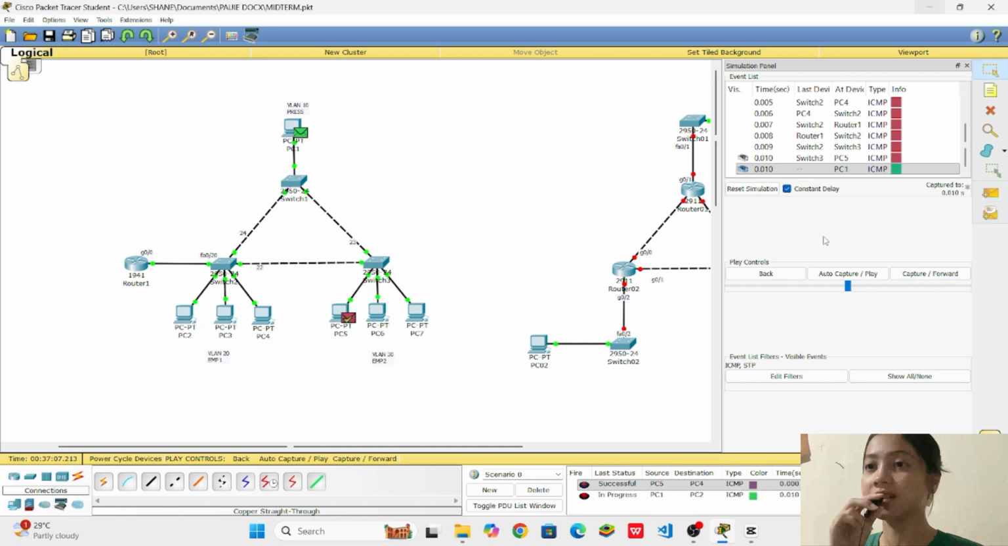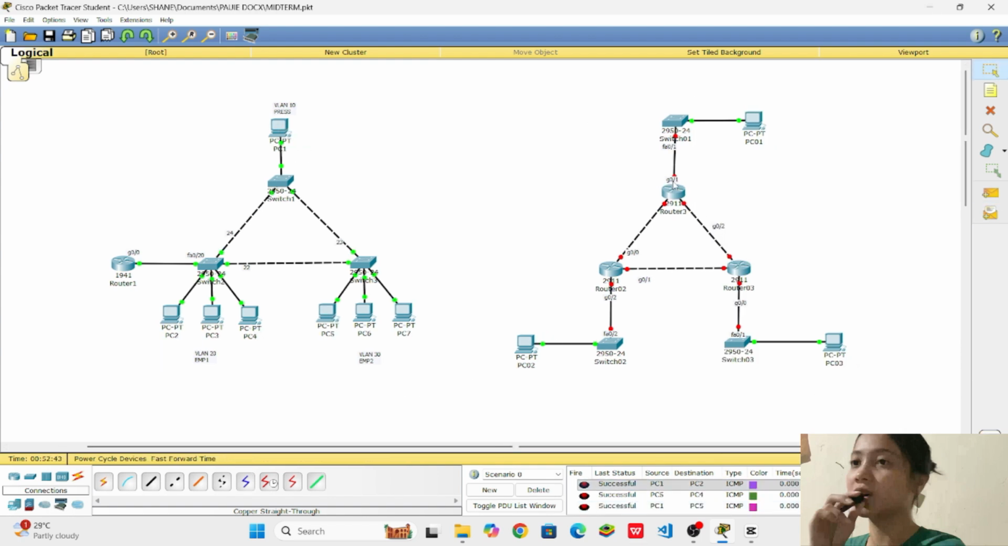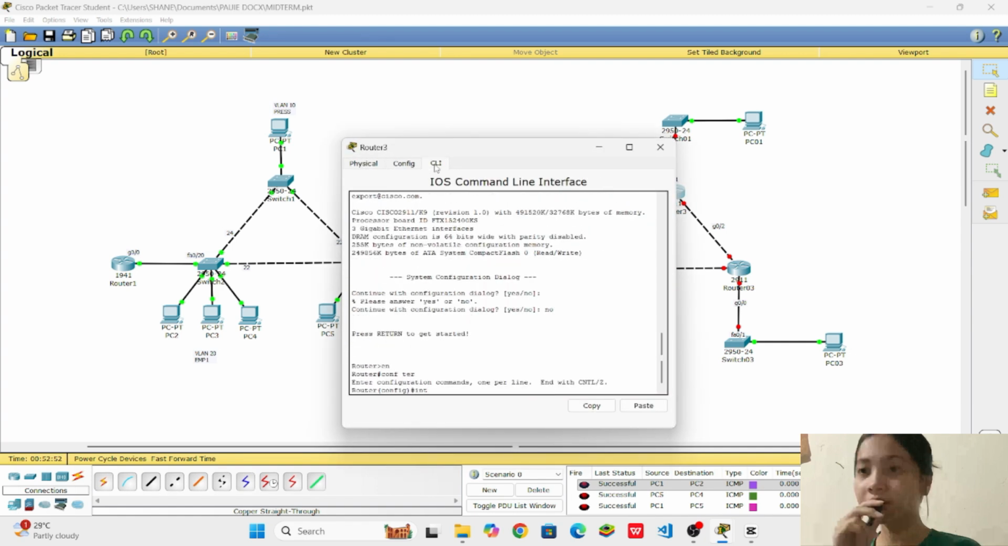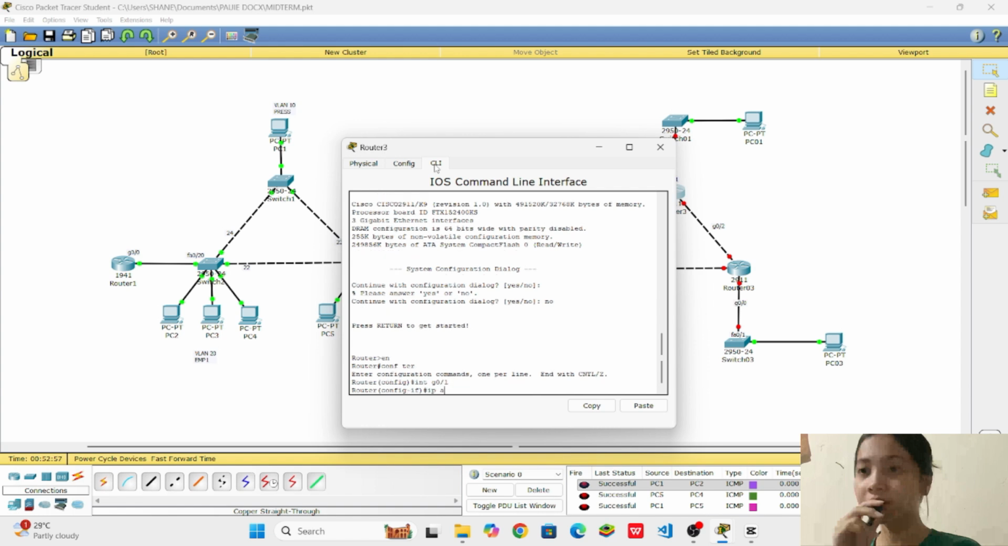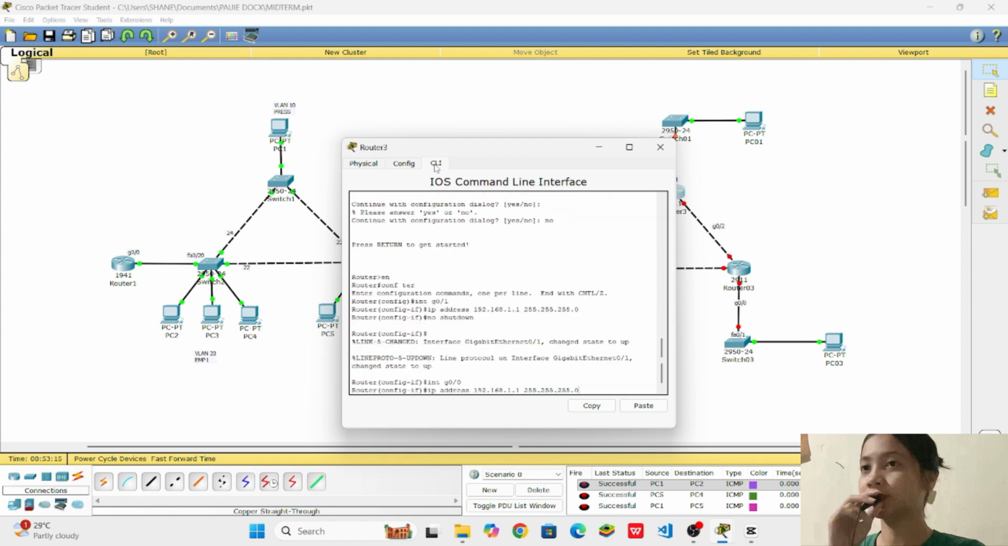Next is our router protocols. I have two topologies to demonstrate the router protocol. We have this one, we have the three routers to demonstrate the router protocol. So here are our router protocols.